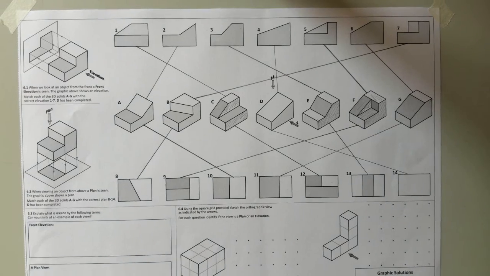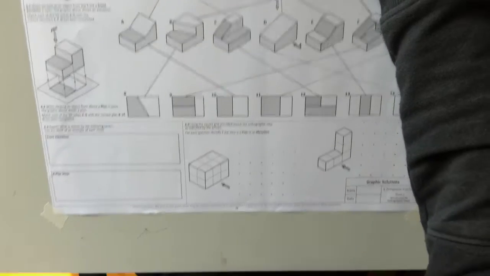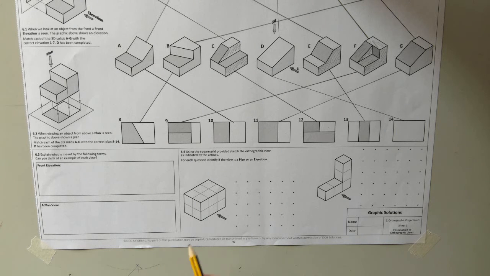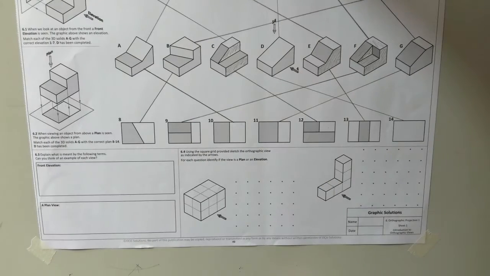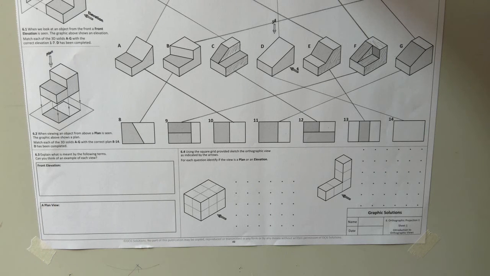For activity 6.3, let's move this up a bit. So you can see, it tells us, explain what is meant by the following terms, and then can you think of an example of each view. So front elevation. So basically we look at the object from the front. In your notes, it'll just tell you to put in there, when viewing the object from the front, a front elevation is seen, and then the example given is looking at the front of your house.